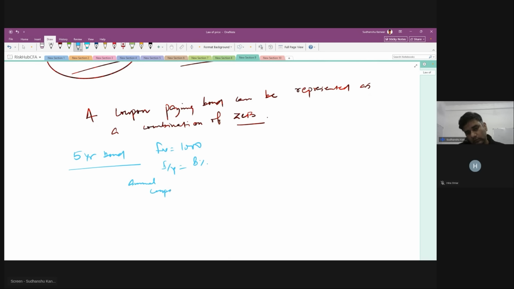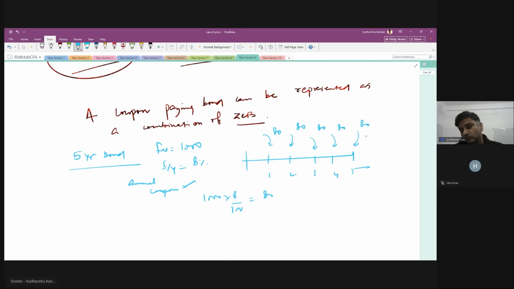Annual coupon, right? If I make the timeline, 1, 2, 3, 4, 5. The coupon which is coming here is 80, because 1,000 into 8% makes it 80. The coupon which is coming here is also 80, also 80, and your 80 plus your face value which is coming.